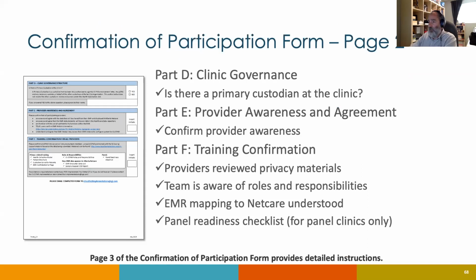form, there are boxes where the site liaison can indicate that, yes, we're ready to go. So there's a question about clinic governance structure, and then there are 2 questions where the site liaison initials. One is that providers are aware and they're agreeing that they want to go ahead. And the second one is that training has been presented, and that training is really this presentation that I'm going through. So does everyone understand what it is and how it works? And have they seen the mapping? Those are the key things that everyone needs to understand.